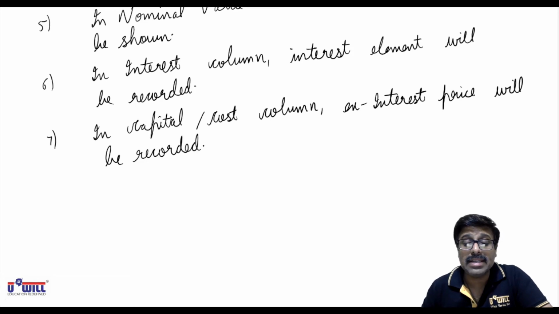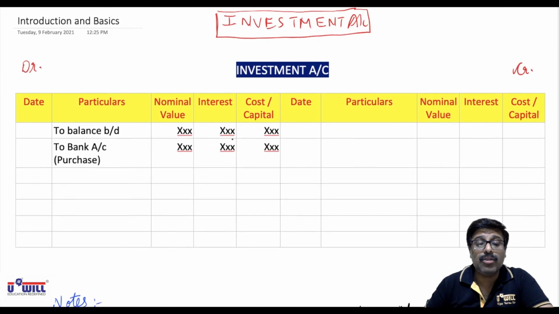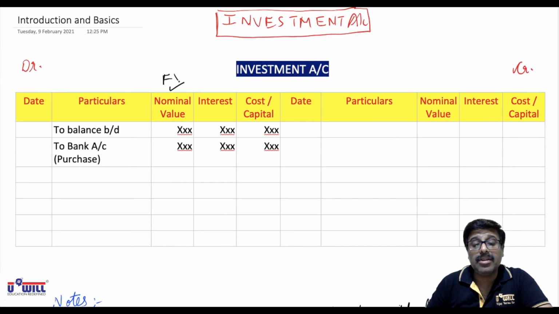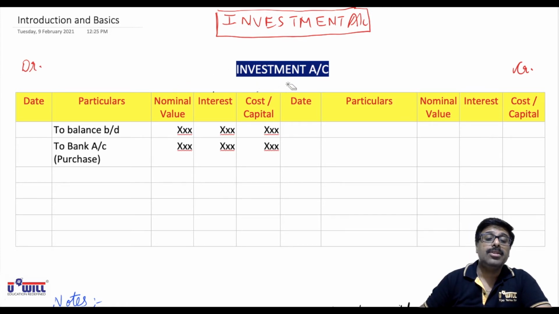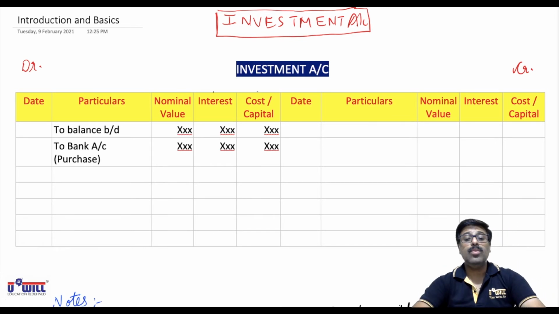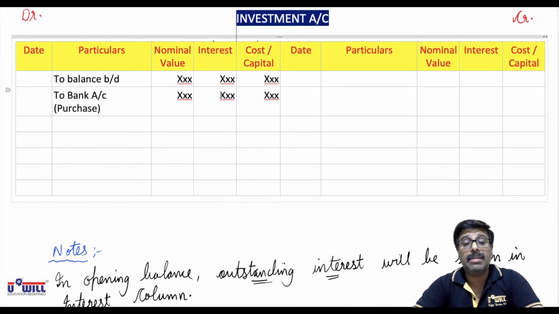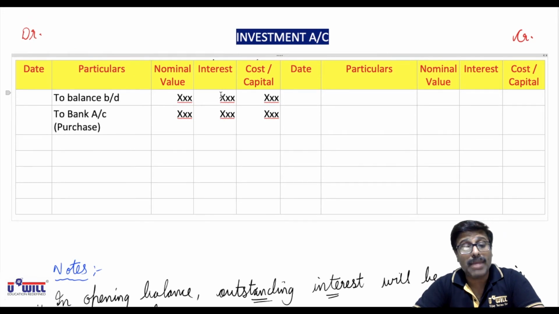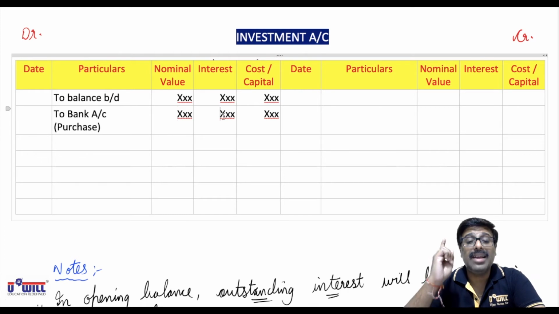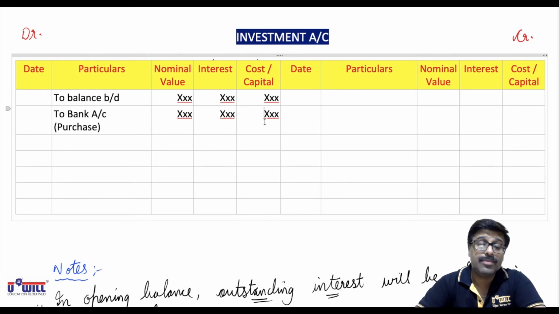So keep these things in mind. In nominal value, we will always record face value. In interest column, we'll always record interest element. And in cost or capital column, we'll always record ex interest price. Okay, these things must be remembered by you. So once again, investment comes in debit. What comes in investment account debit? Bank is the giver, credit the giver to bank account. In nominal value, we'll record face value. In interest column, we'll record interest element, and in cost or capital column, we'll record ex interest price. Okay.